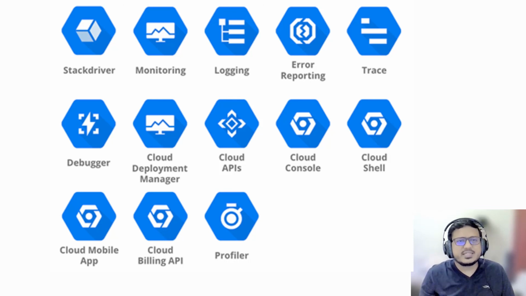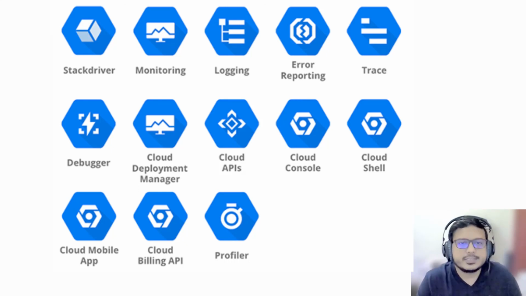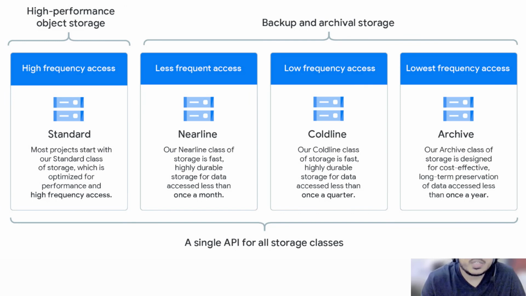Now let's discuss how to store data in GCP. Let's discuss a bit about Google Cloud Storage. So Google Cloud Storage, as you can see in this diagram, comes in various classes or types. Now, Google Cloud Storage service is basically meant for unstructured data.